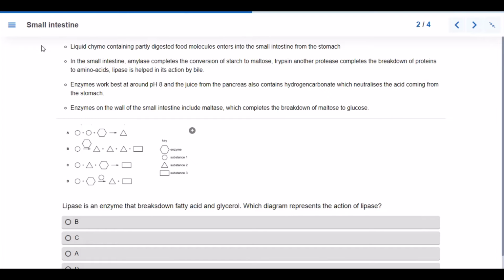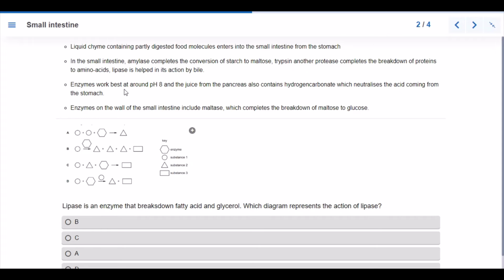Liquid chyme. In the small intestine, liquid chyme containing partly digested food molecules enters from the stomach. In the small intestine, amylase completes the conversion of starch to maltose. Trypsin, another protease, completes the breakdown of proteins to amino acids. And lipase is helped in its action by bile.